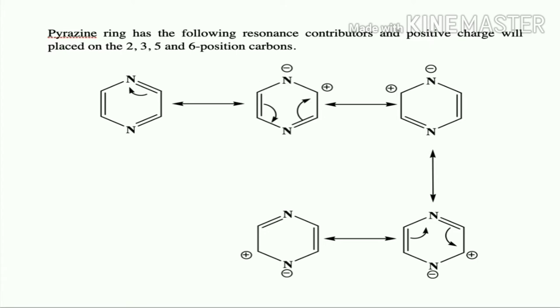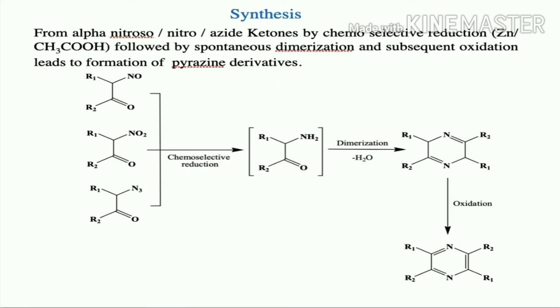Now if you come to the synthesis, how this pyrazine heterocycle is synthesized. The important method for pyrazine derivative preparation is from alpha-nitroso or alpha-nitro or alpha-azido ketones by chemoselective reduction followed by spontaneous dimerization and subsequent oxidation, which leads to the formation of the pyrazine derivative. So these are the starting materials.